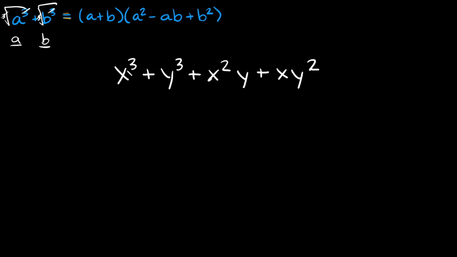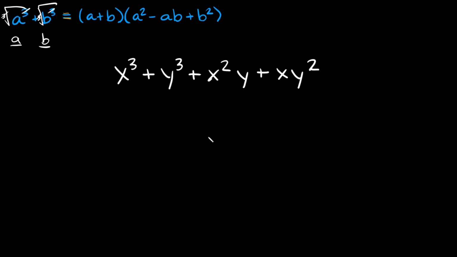All right, so here is our last example. We have x cubed plus y cubed plus x squared y plus xy squared. Again, the first thing you want to do is factor out your greatest common factor. But the issue here is that there is no greatest common factor. There's no factors that all these 4 terms have in common, so there's nothing I can pull out.